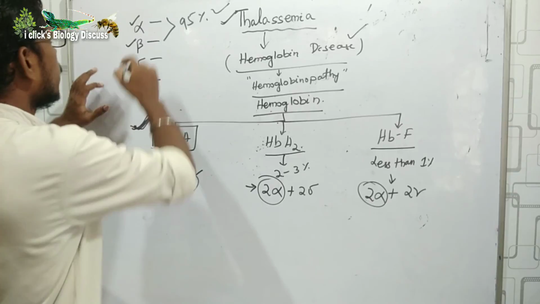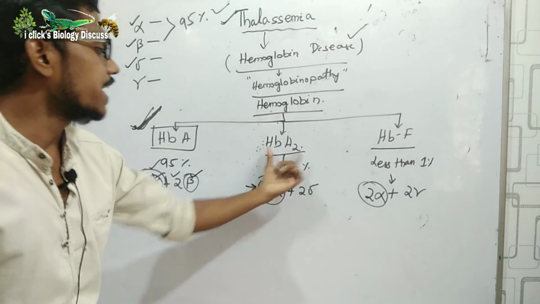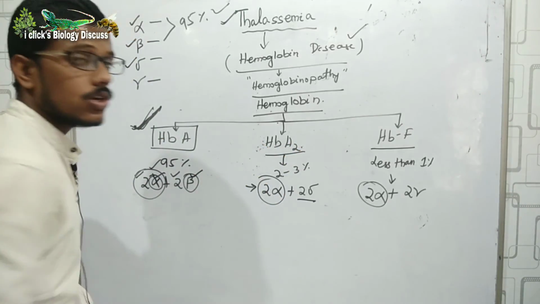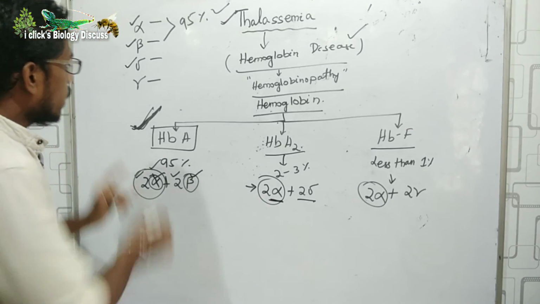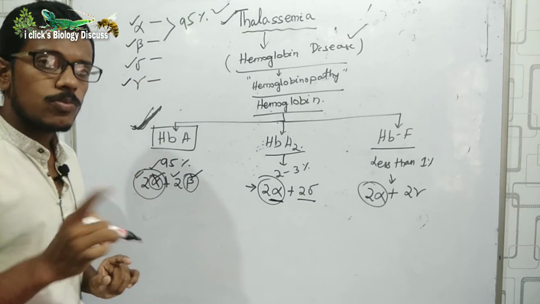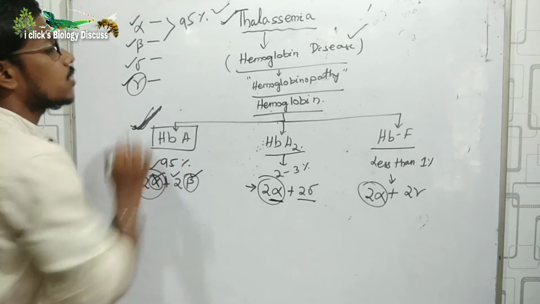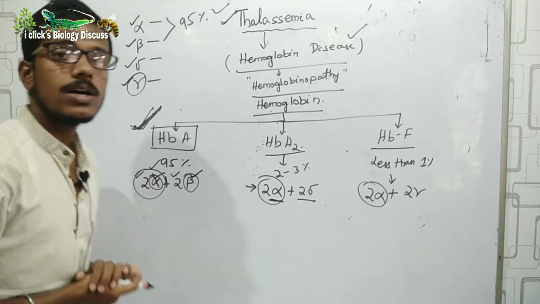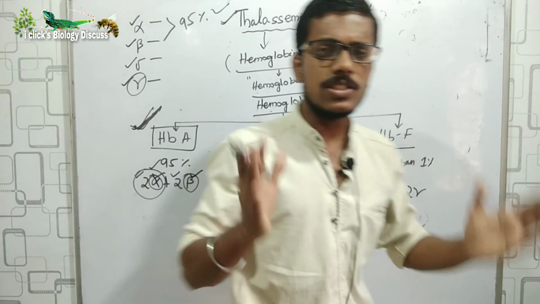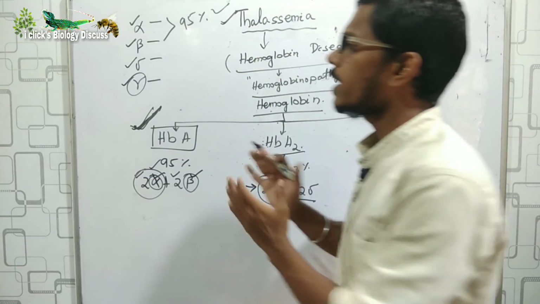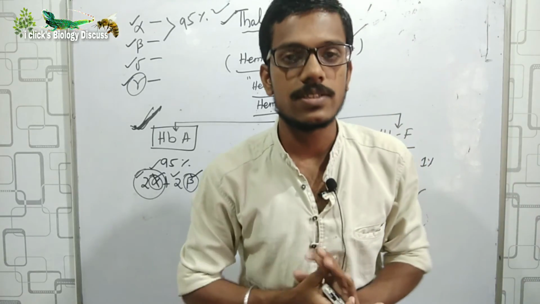Whereas in case of your HbA2 type, there is presence of another 2 delta globin chains with the alpha globin chain. And in case of your HbF type of hemoglobin, there is presence of gamma globin chain with the 2 alpha globin chains. Well, this alpha, beta, gamma, and the delta globin chain are synthesized.